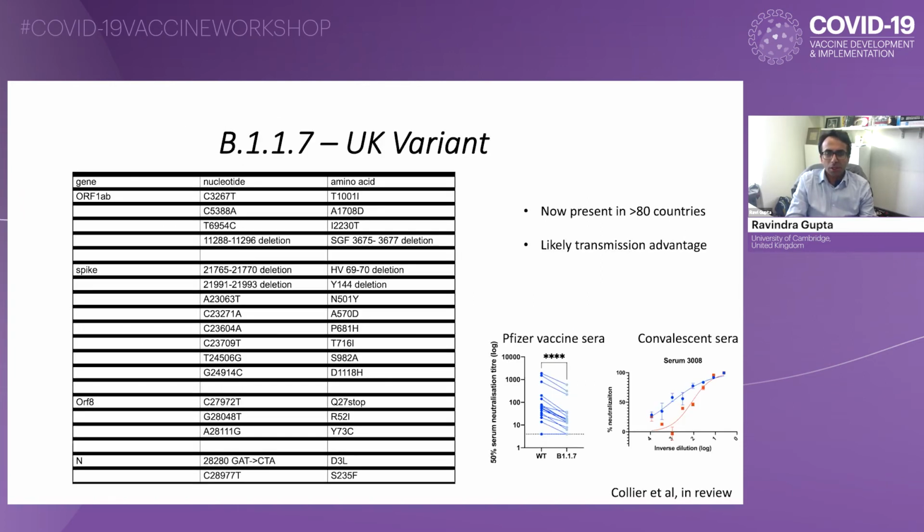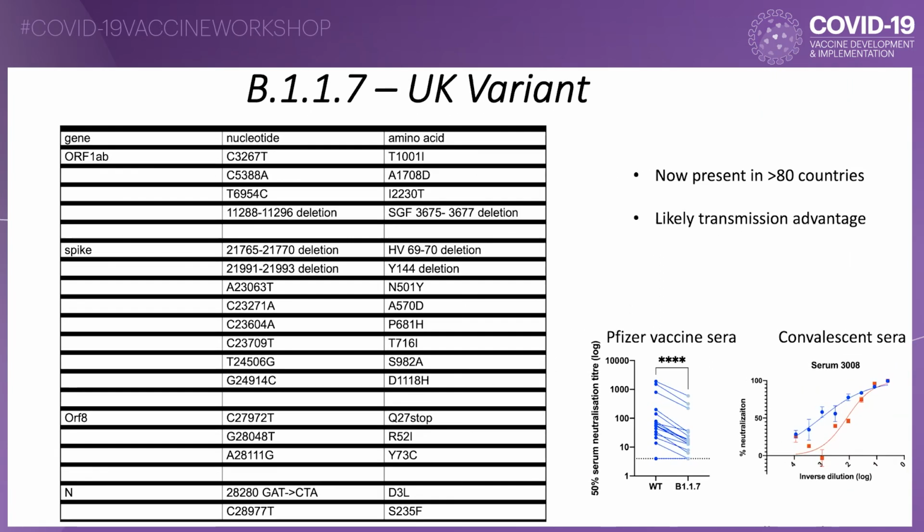So looking more closely at the UK variant, here you can see the nucleotide and amino acid changes spread across the virus. In ORF1ab, in spike, there are 8 mutations. There are also mutations in ORF8, including a stop codon, and there are changes in the nucleocapsid. This variant is now present in more than 80 countries, as many of you know, and we know that it likely has a transmission advantage and potentially increased mortality, although those data remain to be verified.